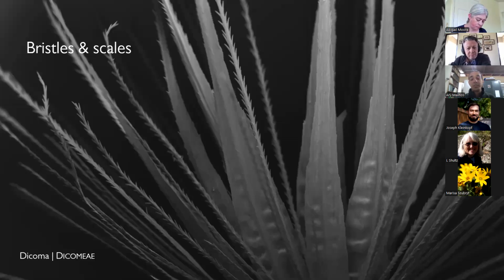Just to show you some more examples of a heteromorphic Pappus, this is a very contrasting example in Dicoma, where we can see these scales in the innermost series of the floret and these scabrous bristles toward the exterior, right? But we can see that two very different elements can coexist in a single Pappus.